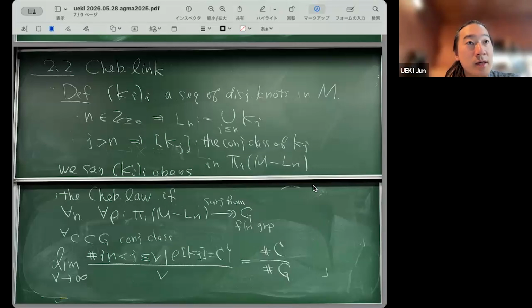We say that this sequence K_i obeys the Chebotarev law if for every n and for every surjective homomorphism from the fundamental group of the exterior of L_n to any finite group G, and for every conjugacy class C of G, the following equation of density holds. Here, the left-hand side is the natural density of knots that hit the fixed conjugacy class C.